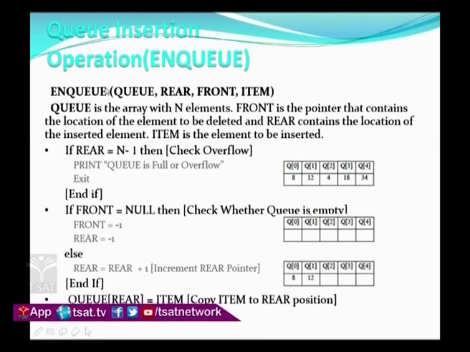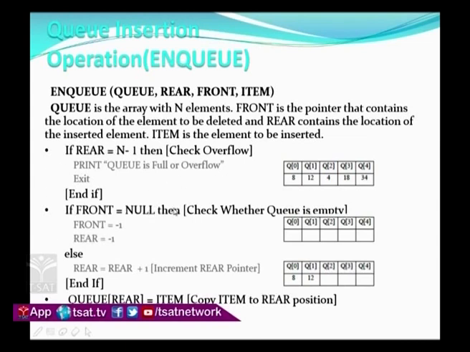The NQ operation takes queue, rear, front and item. Here the queue is an array with n elements, front is the first position, rear is the last position, and item is whatever element is inserted into this queue. It checks if rear equal to n minus 1, which means overflow, that is, whether the queue is full or not. If so, it reports overflow and ends.